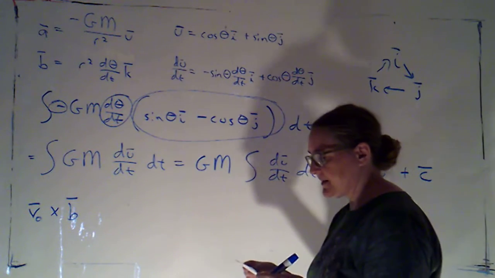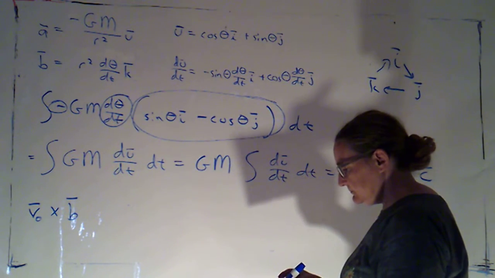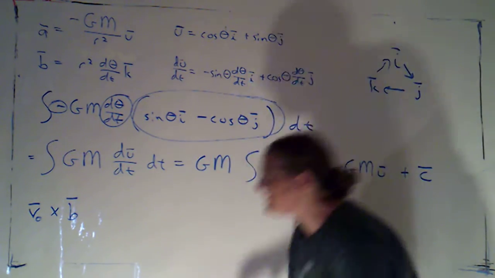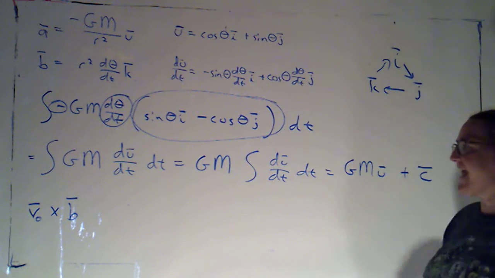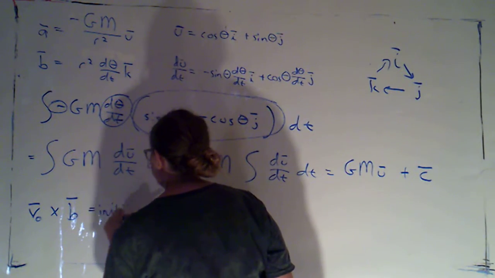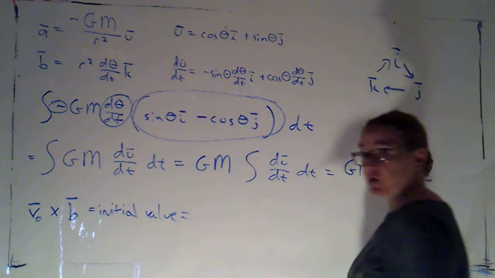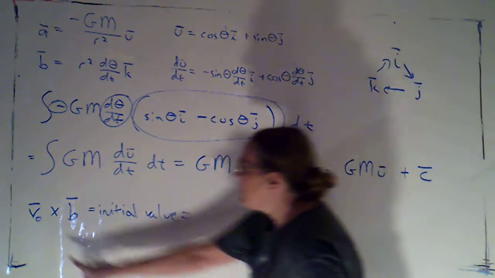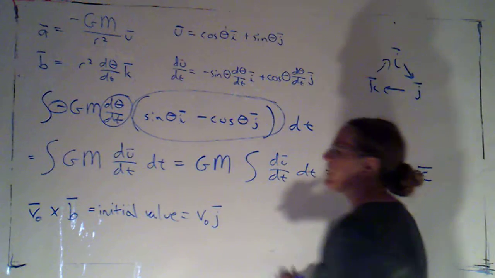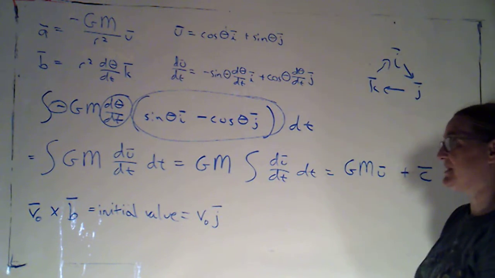I must refer to my notes for a moment. Yes, okay. So I've been writing everything in terms of i's and j's and k's. So I'm going to just remind us, this is our initial condition, or our initial value. If I write that in terms of i's and j's and k's, remember that my initial velocity was pointing in the direction of j. Remember, that's how we set up our coordinate system to begin with.